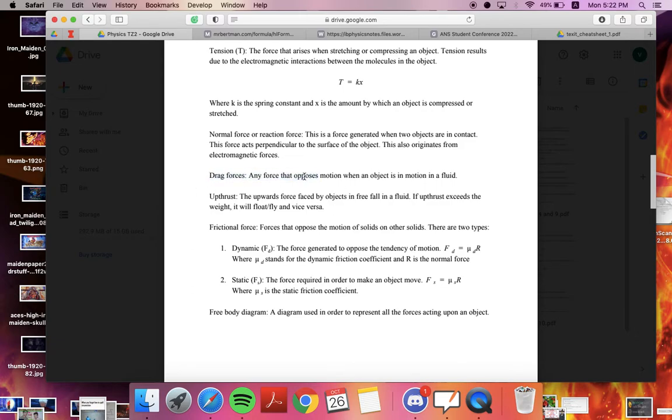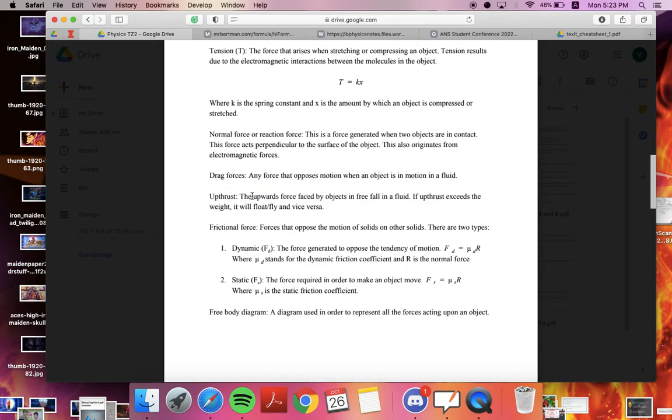Next, we have drag forces. Drag forces are anything that opposes motion when an object is in motion in a fluid. You can think about it like, let's say when you go swimming, when you try to swim forward, it feels like something is slowing you down. Well, that's basically the drag force. And air resistance is an example of drag force because air is technically a fluid.